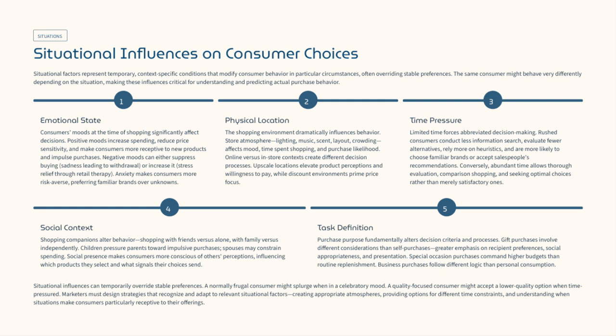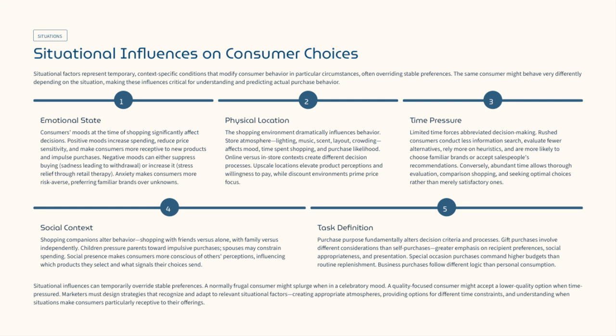Purchase purpose also plays a crucial role in shaping decision criteria and processes. When people buy gifts, they consider the recipient's preferences, social appropriateness, and presentation, which are different from buying for oneself. Special occasion purchases usually involve higher budgets compared to routine replenishments. And of course, business purchases follow a different logic altogether than personal consumption. Recognizing these differences helps us understand how context influences what consumers prioritize.